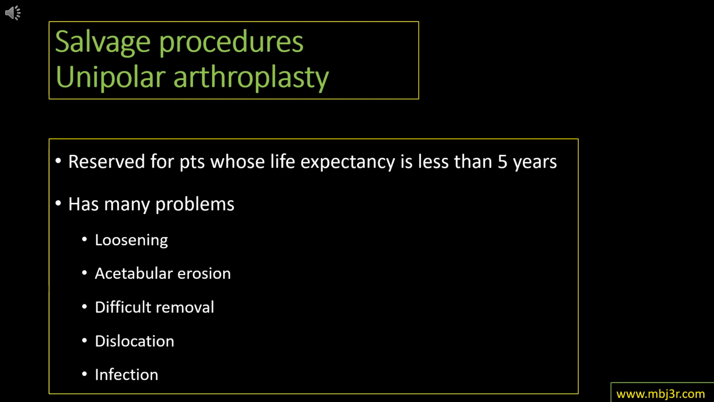As a salvage procedure, you can do unipolar arthroplasty, reserved for patients whose life expectancy is less than 5 years. Nowadays rarely done, it has many problems like loosening, acetabular erosion, difficulty in removing, dislocation and infection.